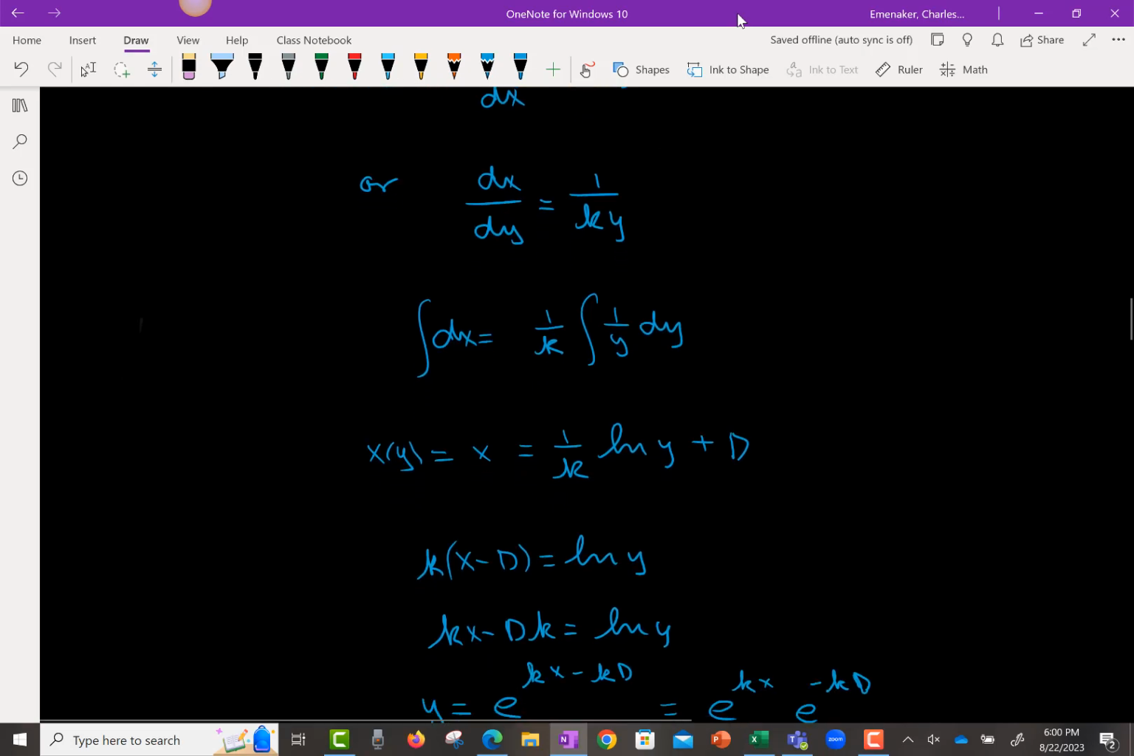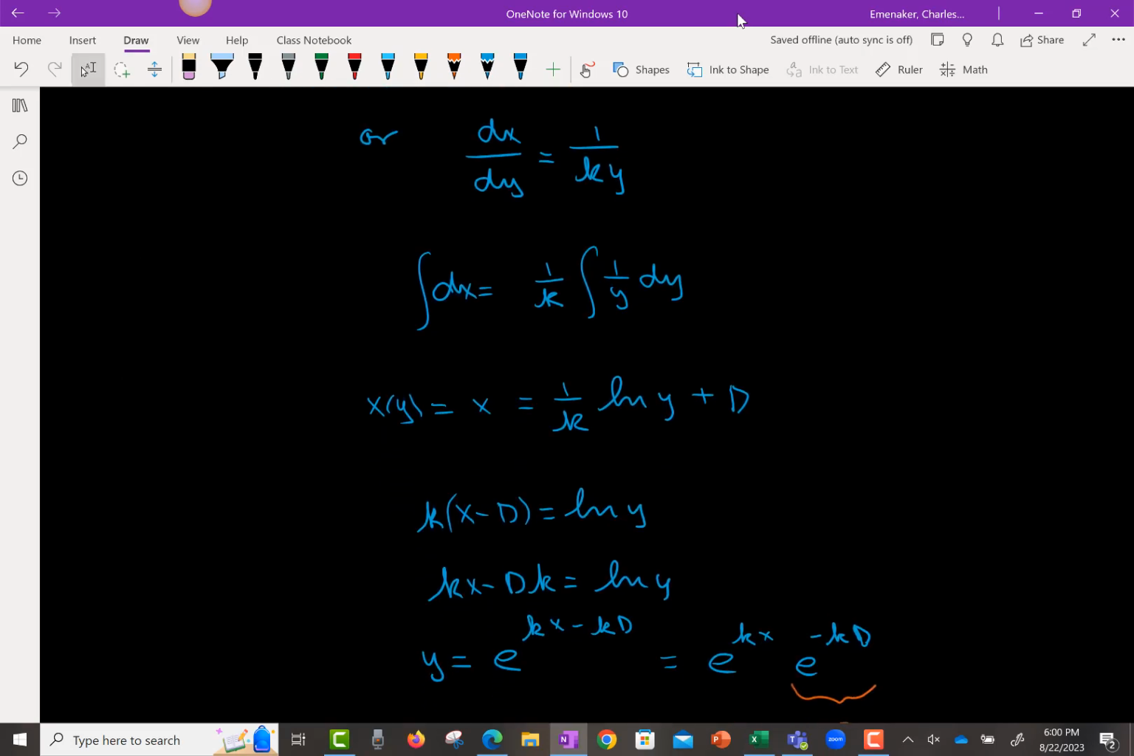I can then multiply both sides by the dy and apply the antiderivative to each side. When I apply the antiderivative to the left side, it gives me x in terms of y, which notationally is shortened to just be x. On the right-hand side, notice what I've done. This 1 over k is a constant. It's just some number. You can bring that out in front of your antiderivative. So we have 1 over k times the integral 1 over y dy.